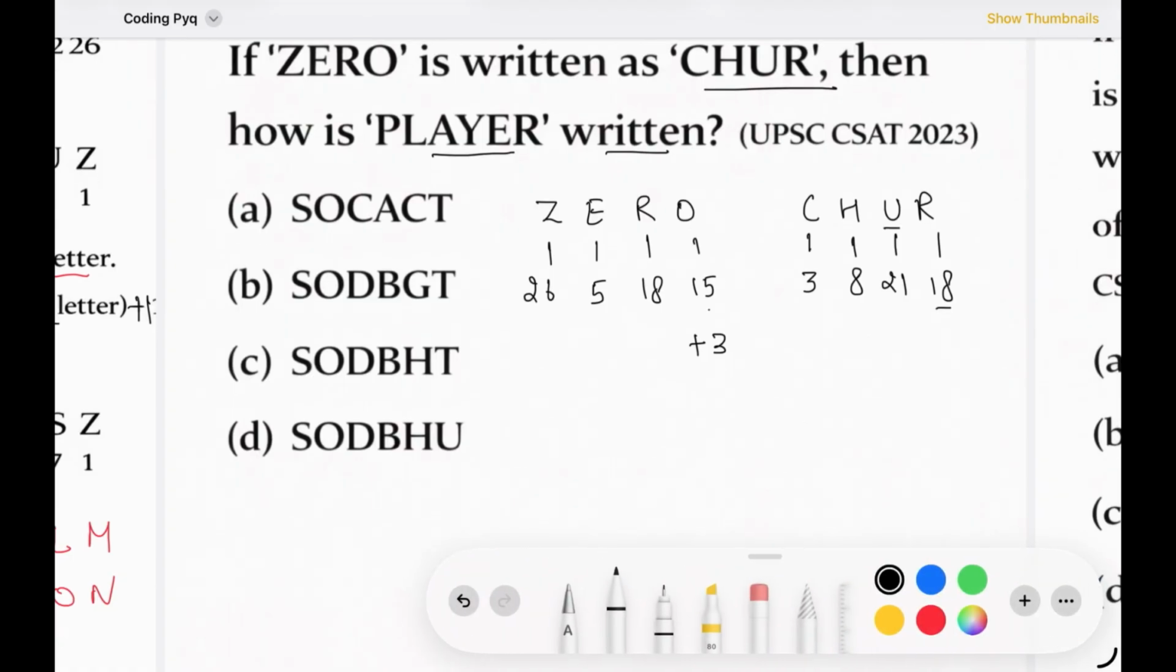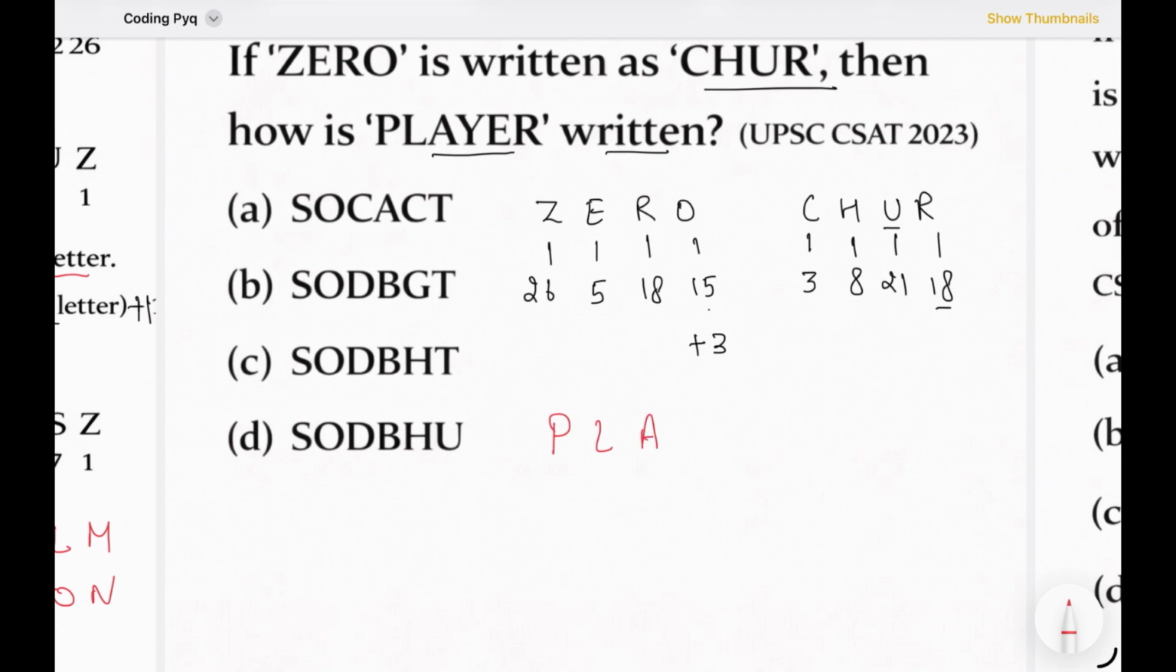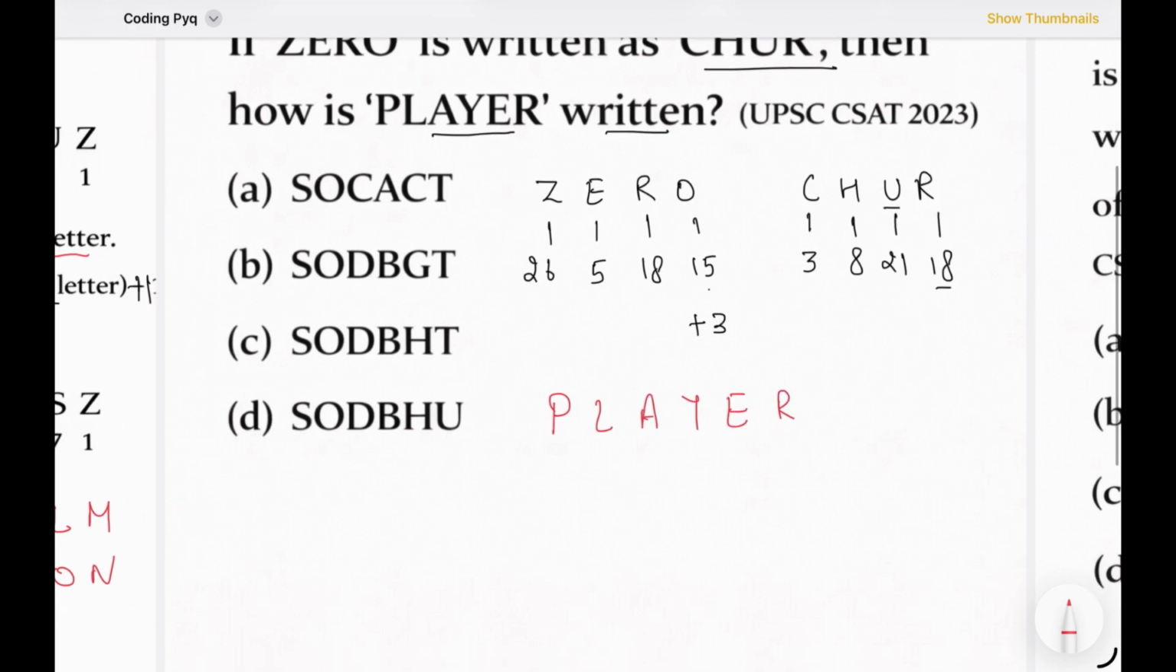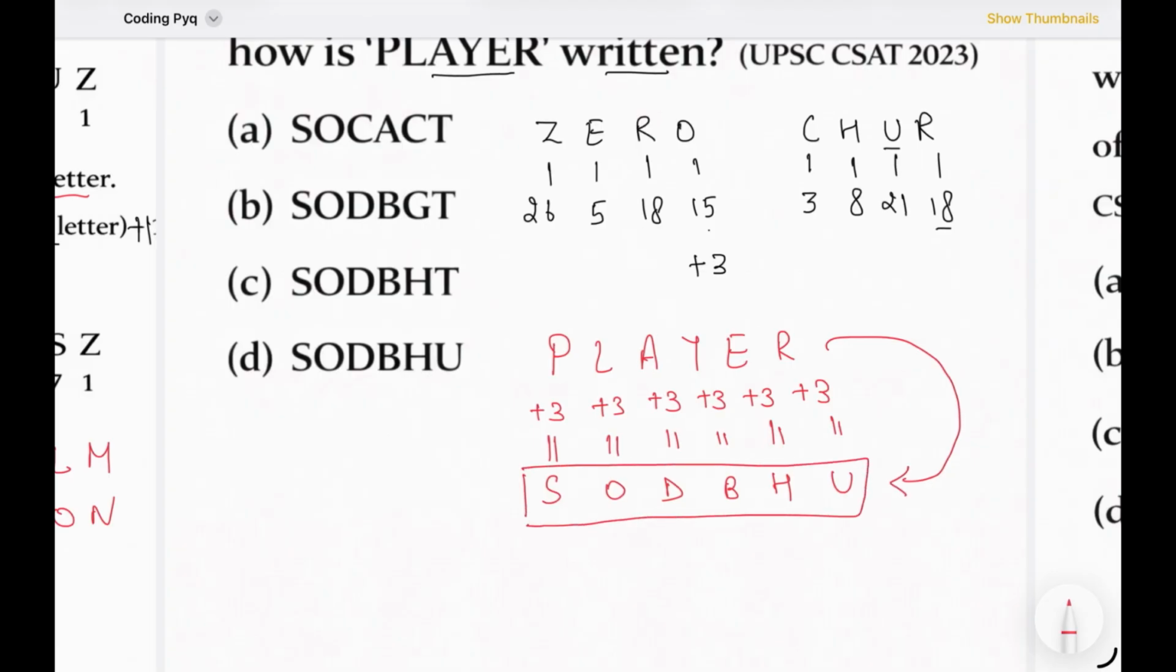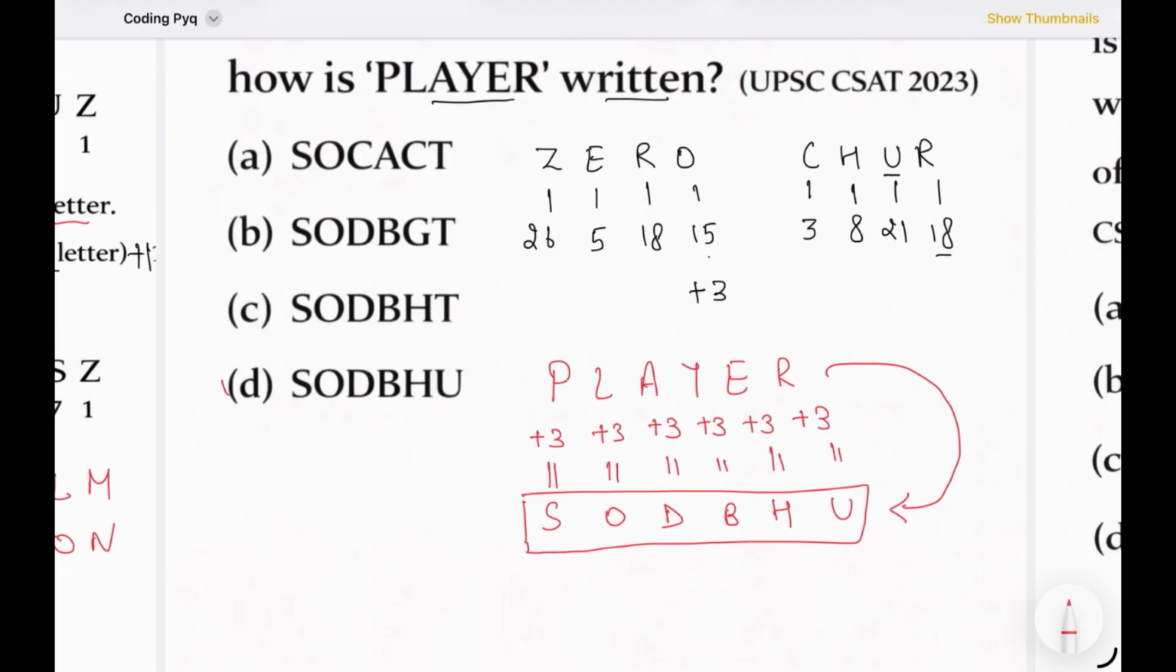Now we have to encode the word PLAYER. P plus 3, L plus 3, A plus 3, Y plus 3, E plus 3 and R plus 3. P plus 3 is S. L plus 3 is O. A plus 3 is D. Y plus 3 is B. E plus 3 is H. And R plus 3 is U. So PLAYER will be written as SODBHU. That is option D, the correct option.